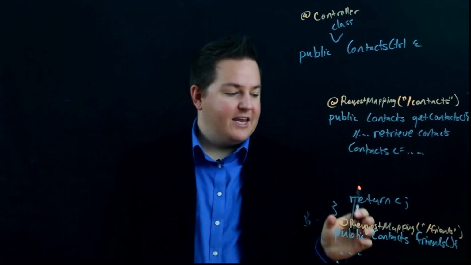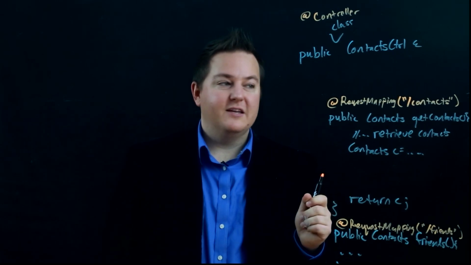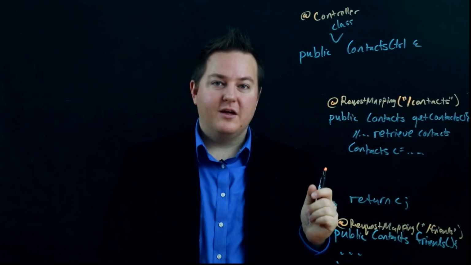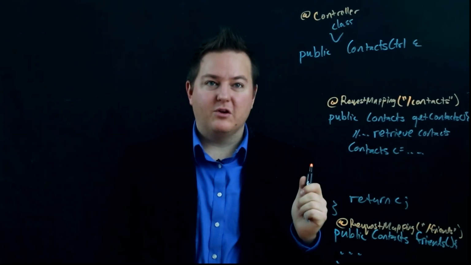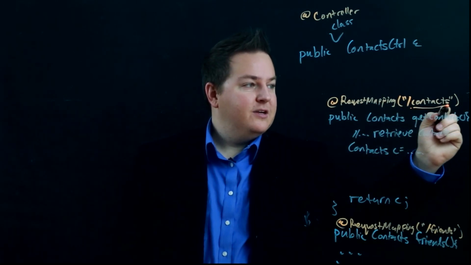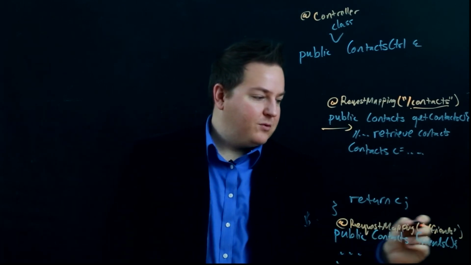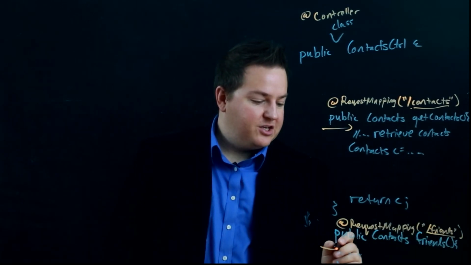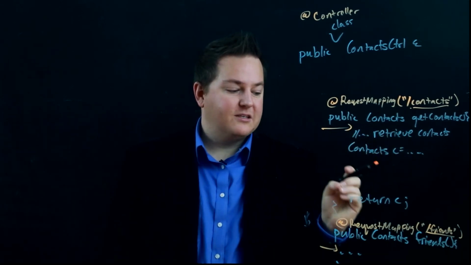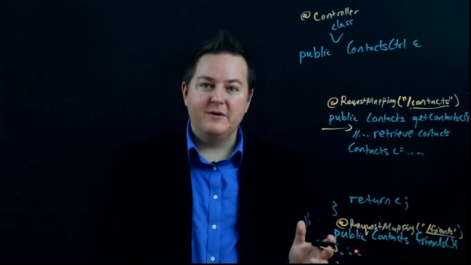So these request mapping annotations tell the dispatcher servlet, when you route a request to the ContactsController object, which we're saying is a controller with this @Controller annotation, if the request is for /contacts, it should go in this method. If the request is for /friends, it should be routed to this method. And these methods on this object will then handle the logic for processing those requests and determining what happens with them.